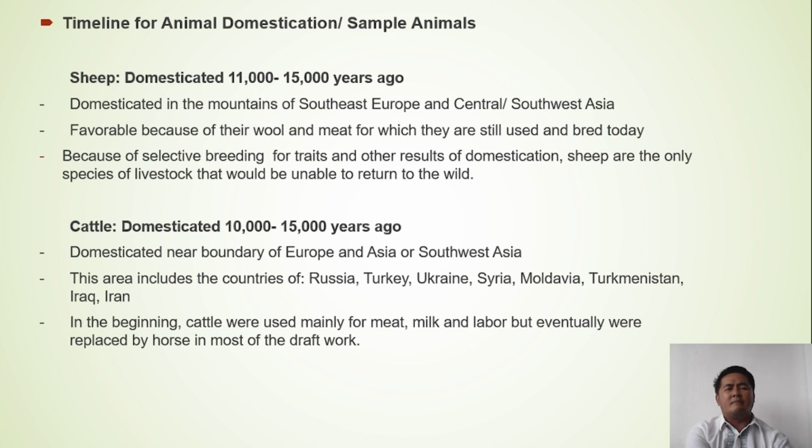Next, cattle, mga baka. They have been domesticated 10,000 to 15,000 years ago, near the boundary of Europe and Asia, or Southwest Asia. This area includes the countries of Russia, Turkey, Ukraine, Syria, Moldova, Turkmenistan, Iraq, and Iran. So those are the places where cattle were domesticated. In the beginning, cattle were used mainly for meat, milk, and labor, but eventually were replaced by horses in most of the draft work. So ang baka sa una gigamit, gidomesticate nila for labor, for trabaho, pagkadugayan, gilisan na sila. Okay? Gilisan sila og kabayo para sa draft work.